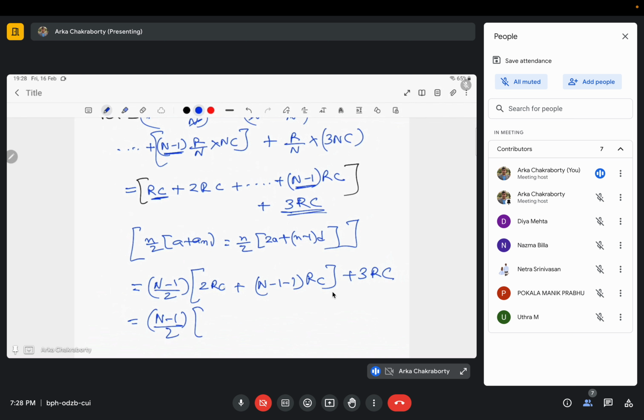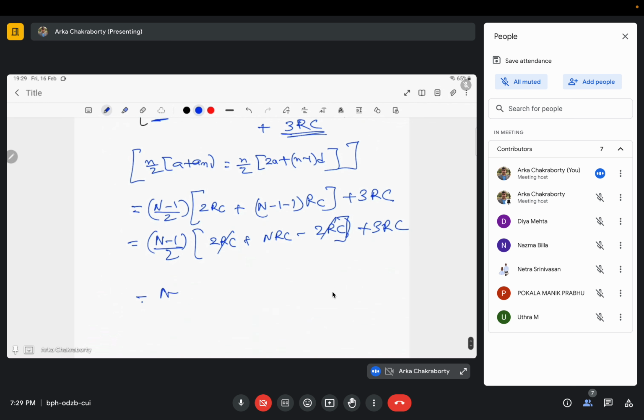2RC minus 2RC will cancel, so it will become 2RC plus nRC minus 2RC plus 3RC. So 2RC cancels, so N minus 1 by 2 into nRC plus 3RC. Okay, take RC as common, you will get n square minus n plus, if I take this fraction, 3RC will become 6. It will become something like this.